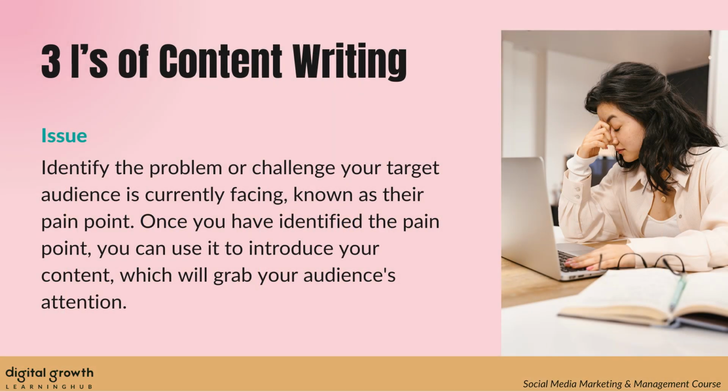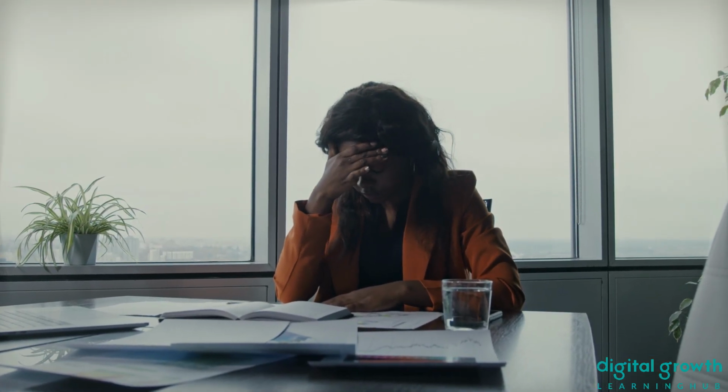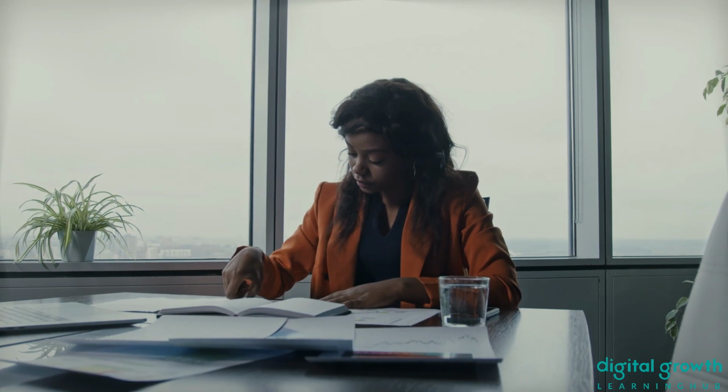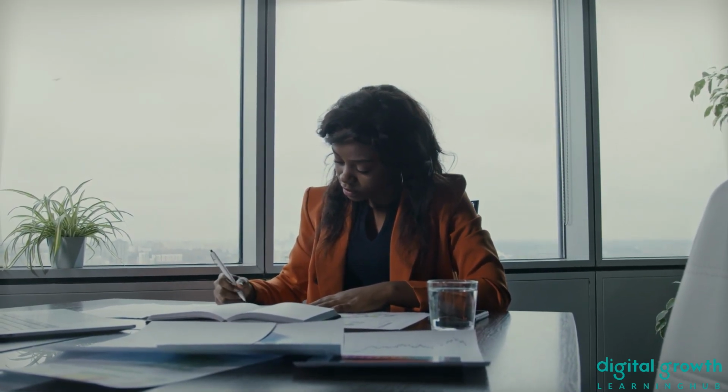The first part of content writing, issue. In this step, you identify the problem or challenge that your target audience is currently facing. This is known as their pain point. Once you have identified the pain point, you can use it to introduce your content, which will grab your audience's attention. So always remember, these issues that you identify should always target emotions. It means that you understand where they are coming from.